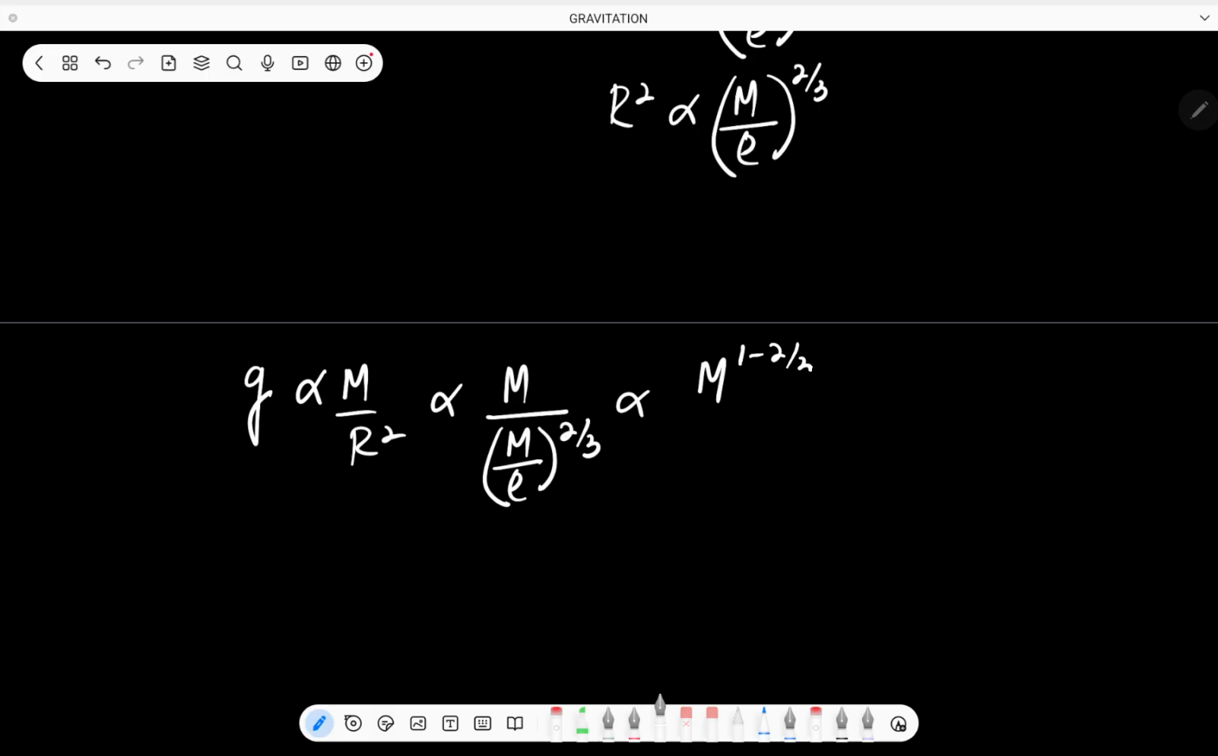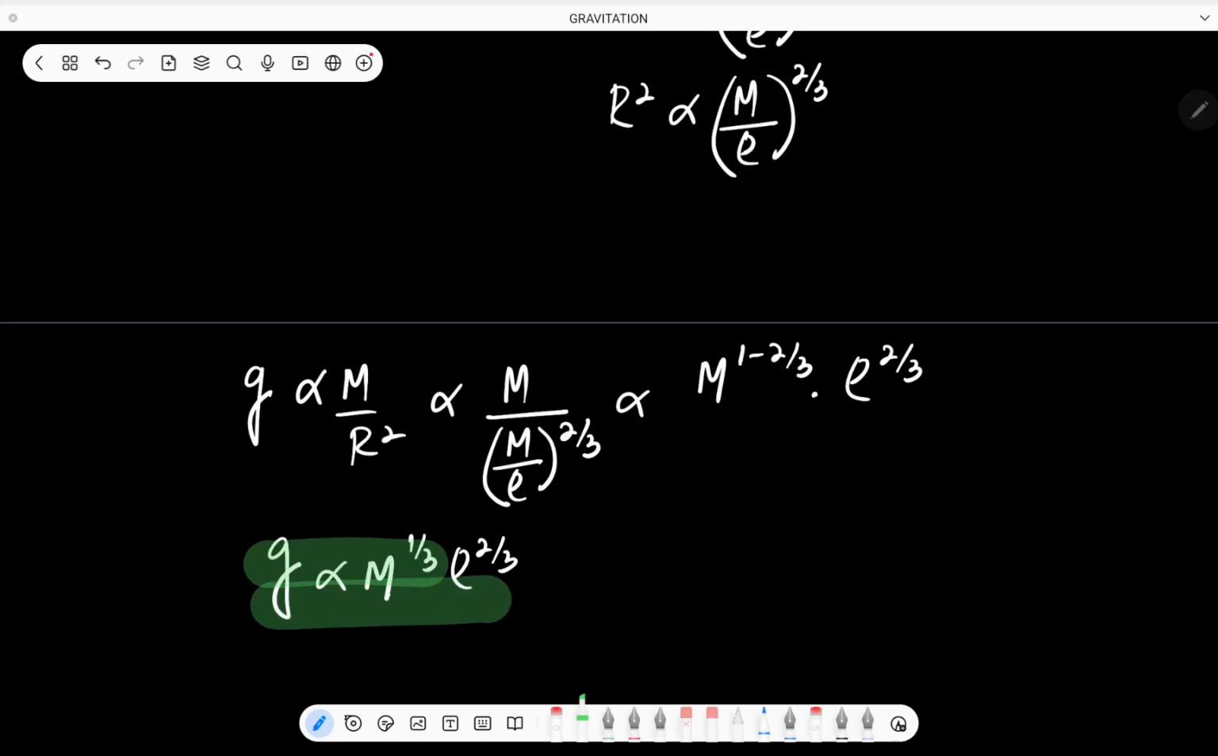1 minus 2 by 3. Bases are the same, powers are subtracted in division, into rho raised to the power 2 by 3. So eventually I can write that acceleration due to gravity is proportional to m raised to the power 1 minus 2 by 3, which is 1 by 3, into rho raised to the power 2 by 3. A very important equation.